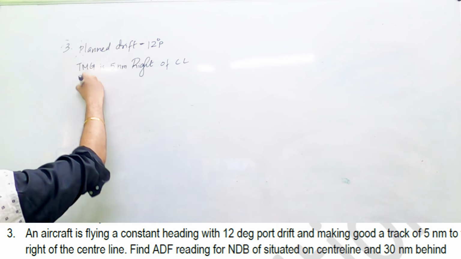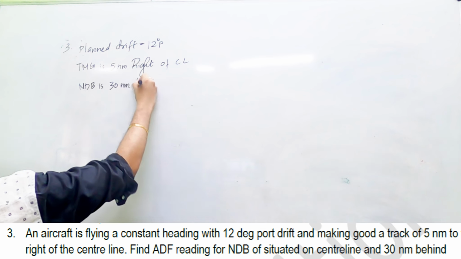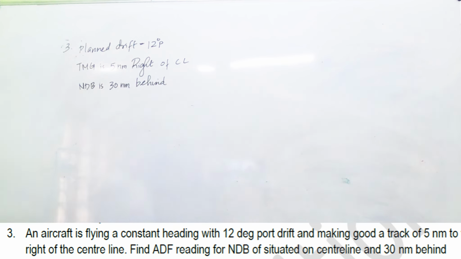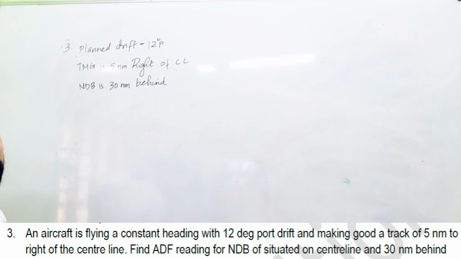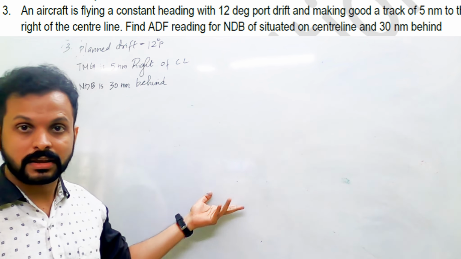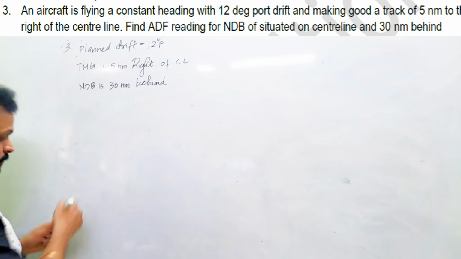And this time the NDB is behind, 30 nautical miles behind. So let's look at all this information here. We have the planned drift given, and to draw a line, I need the track. To find the track, I need the heading, and you have to assume. You can assume the track also, not just the heading. If you want, you can assume the track. That doesn't make a difference.